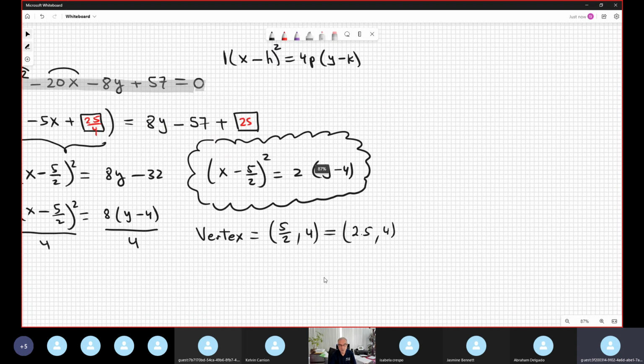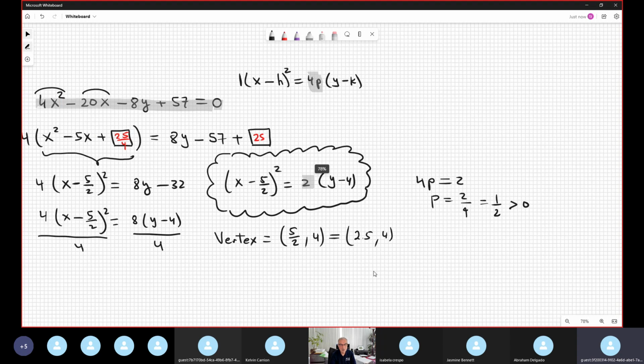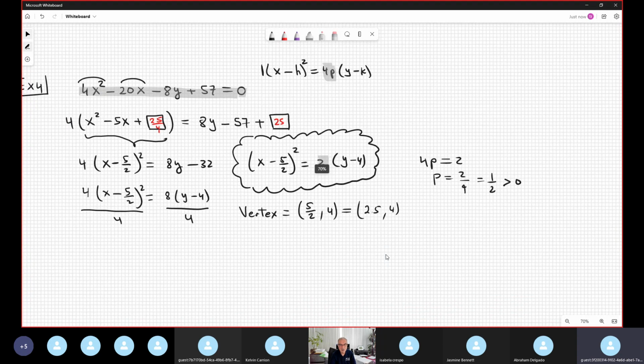Okay, and now identification, 4P. 4P is 2. Look, compare. This part is that part. Therefore, P is 2 over 4, which is 1 half. But it's positive. And that indicates also which direction the parabola opens. What direction does the parabola open? Left, right, up, or down? In what direction does that parabola open? Up. Very well. Because it's vertical.